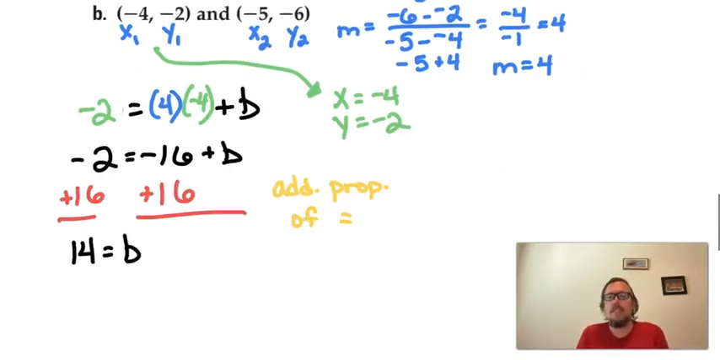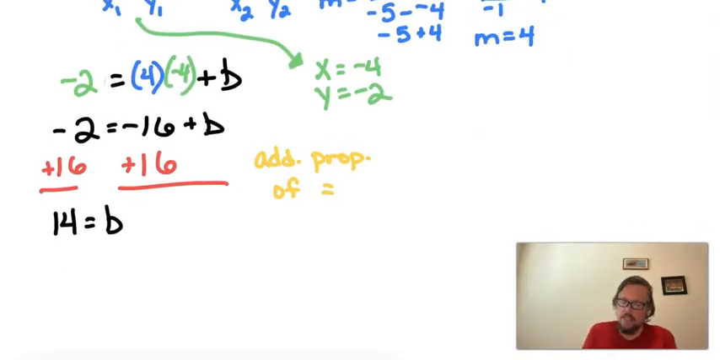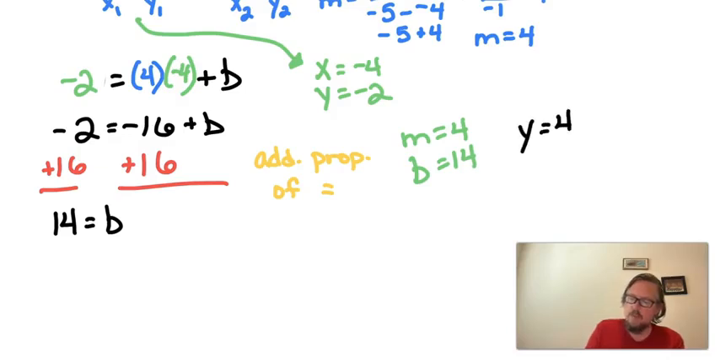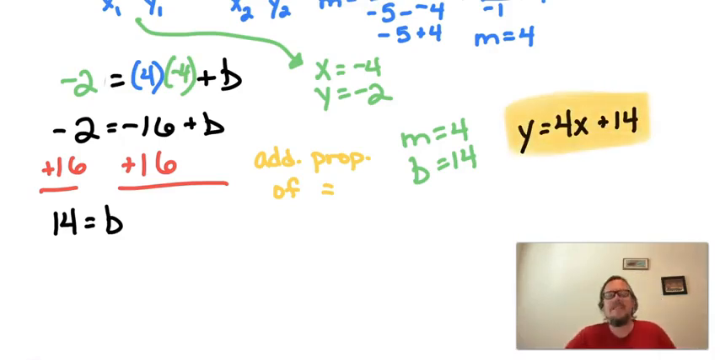So now we have all the pieces that we need. We discovered that the slope was 4. The y-intercept is 14. And so that means that our full equation is y equals 4x plus 14. All those negative numbers, and we ended up with a positive slope and a positive y-intercept.